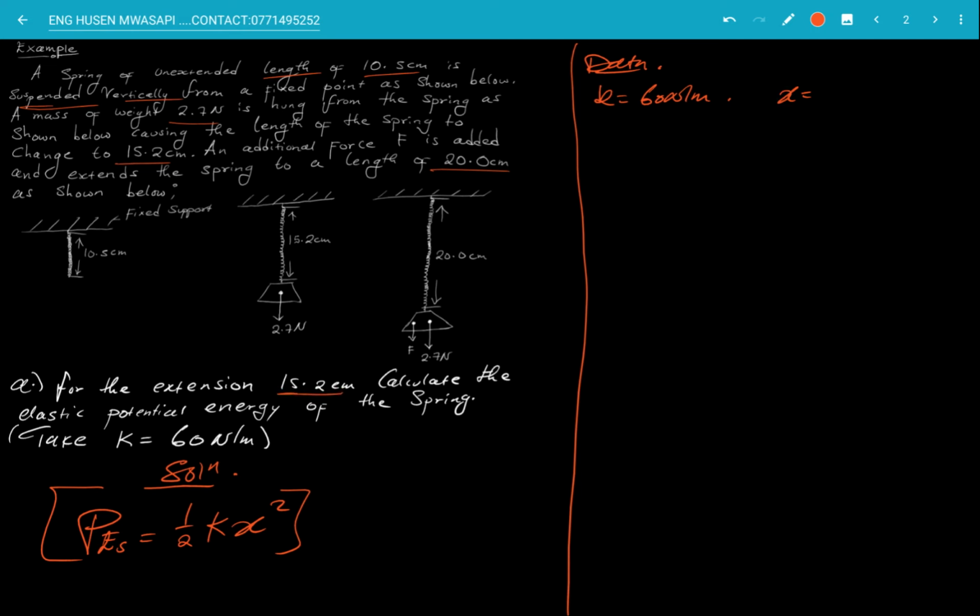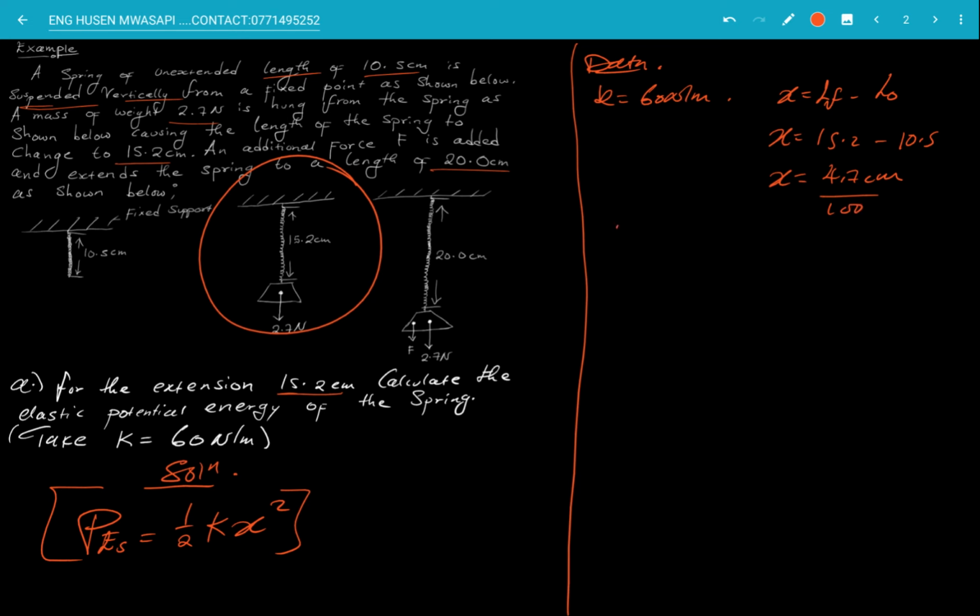Now, what extension was created out of this system here? Remember, extension is simply the change in length. So we have length final minus length initial. So extension is equal to length final, which is 15.2, minus length initial, which is 10.5. So the extension, if you do your math right, will be 4.7 centimeters. But extension should not be in centimeters, but in meters. So we divide this by 100, and we'll have our final extension to be equivalent to 0.047 meters. And this is our extension.